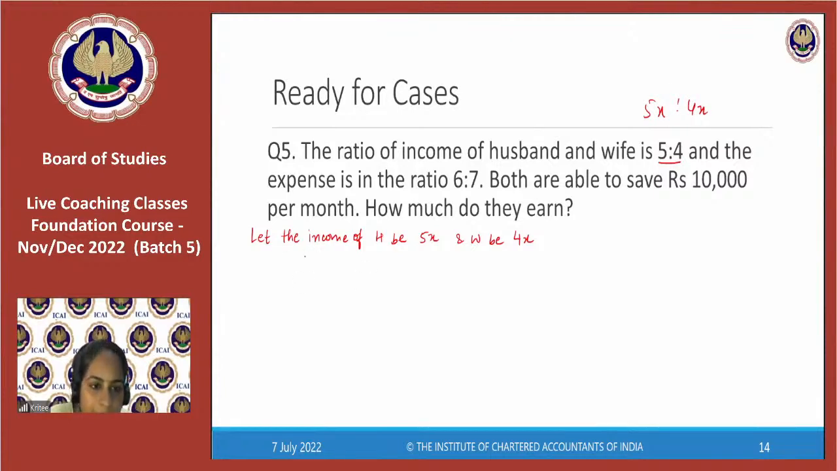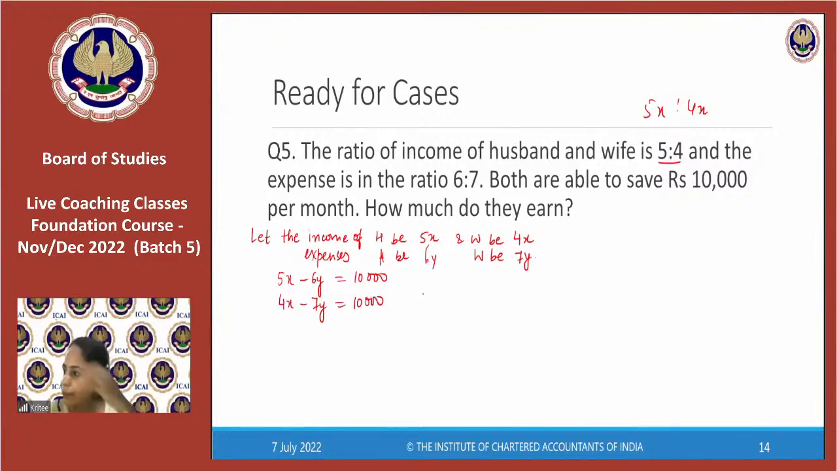Then the expenses of husband be 6y and wife be 7y. So they are saving 5x minus 6y. They are saving 10,000 each. This is how the equation is formed, right?